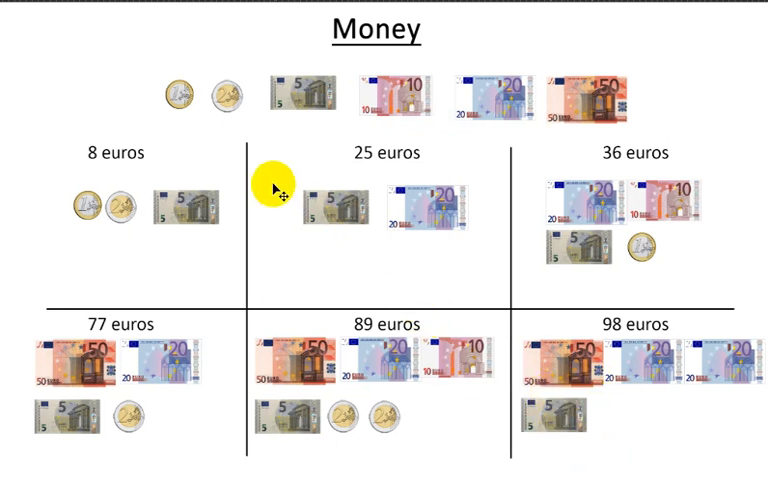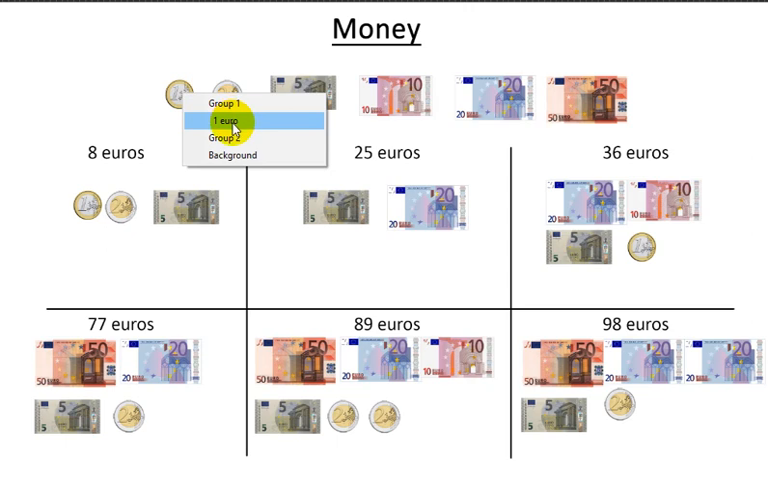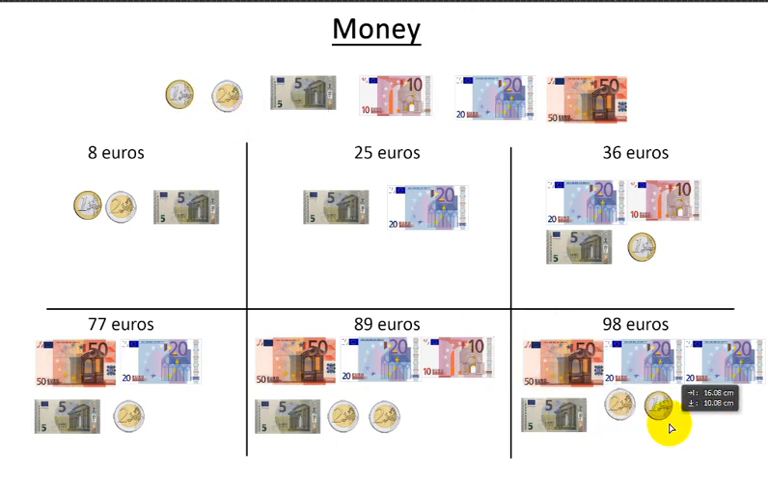Now we're at 95, so how much more to get to 98? 96, 97, 98. We want another 3. So one of the 2 euro coins and one 1 euro coin. And that's how I would solve that. That's the best way to make 98 euros.